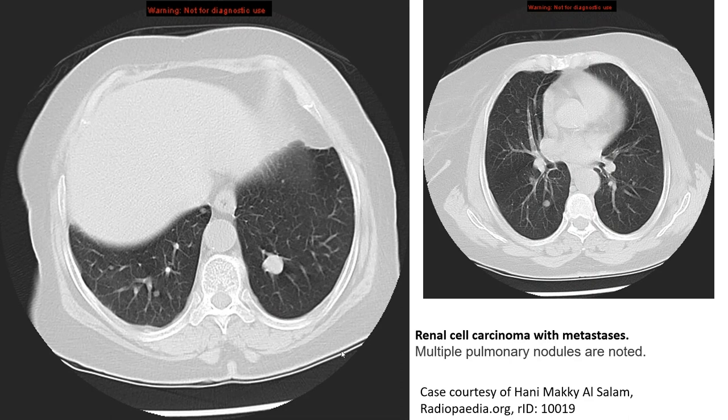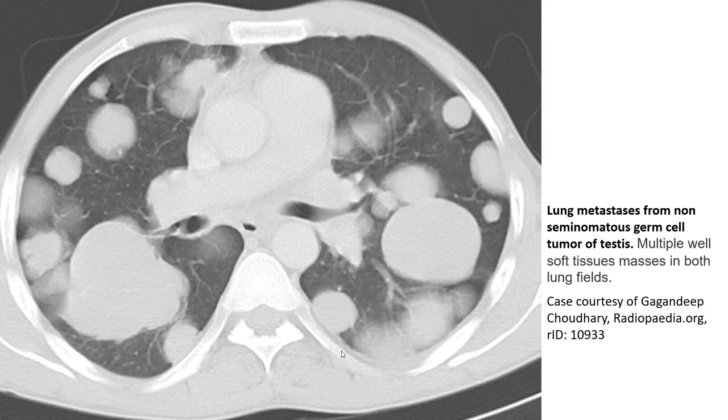And this is the case of renal carcinoma with lung metastasis, showing the appearance of nodules. And this is the case of non-seminomatous germ cell tumor of the testis with lung metastasis, showing multiple well-defined soft tissue masses in both lung fields.